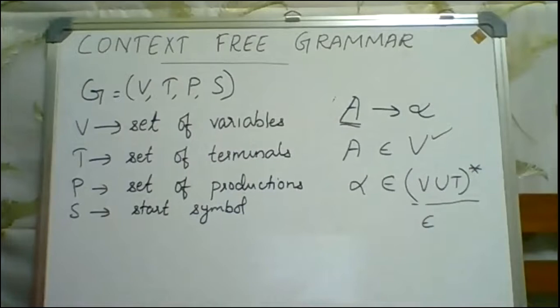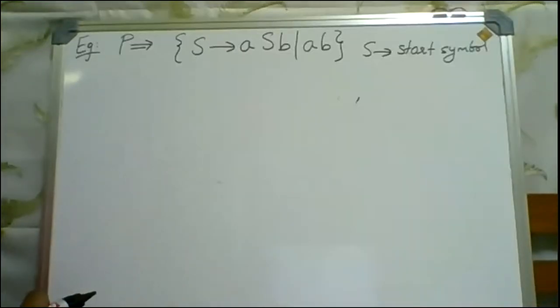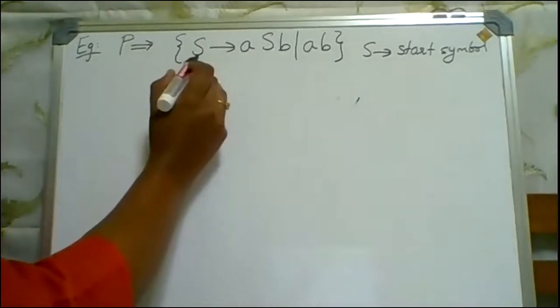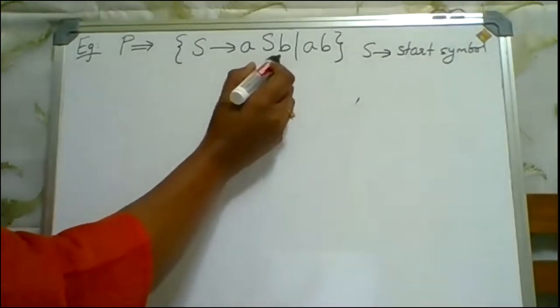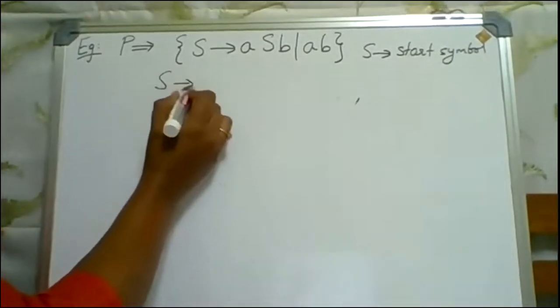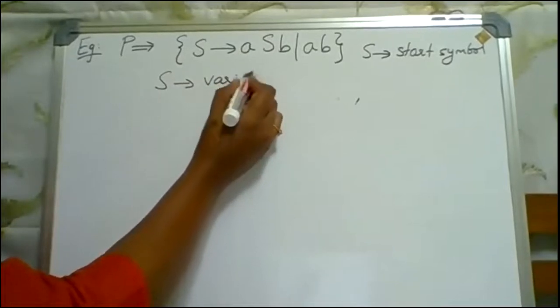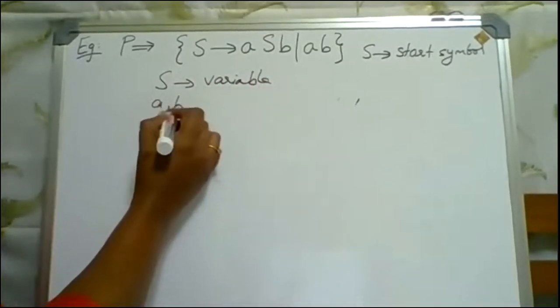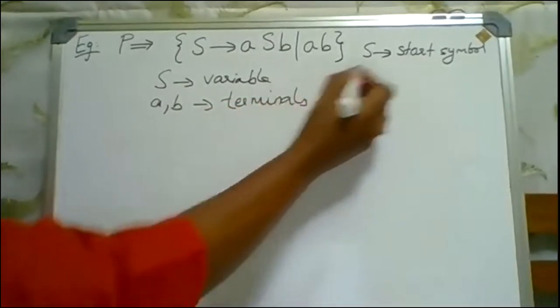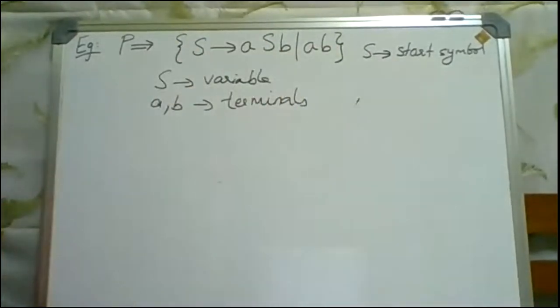Now, let us see an example to show how to generate a language from the given grammar. Consider this example. In this example, we have two different productions. One is S derives ASB or S derives AB. Here, S is the variable and A, B are the terminals. And S is the start symbol.